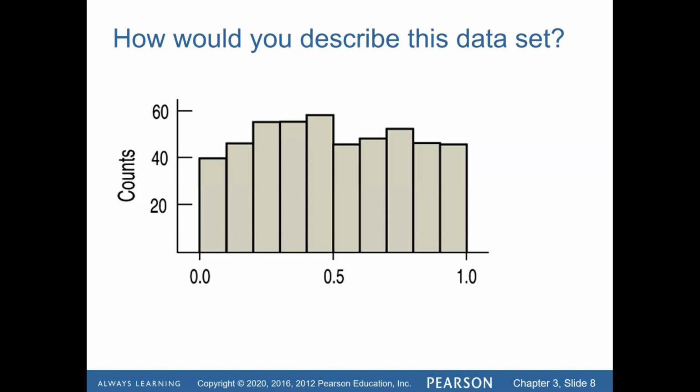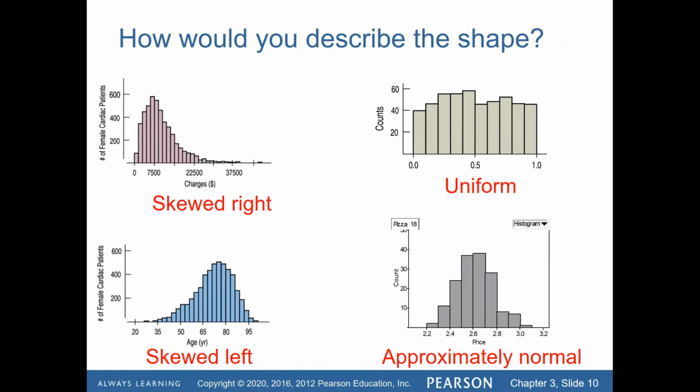How would you describe this set? Uniform. If it's approximately straight across, it's called uniform. So a uniform distribution is approximately straight across. Here's a summary of skewed right, skewed left, uniform, and approximately normal. I want you to be able to look at these histograms and identify the shape.